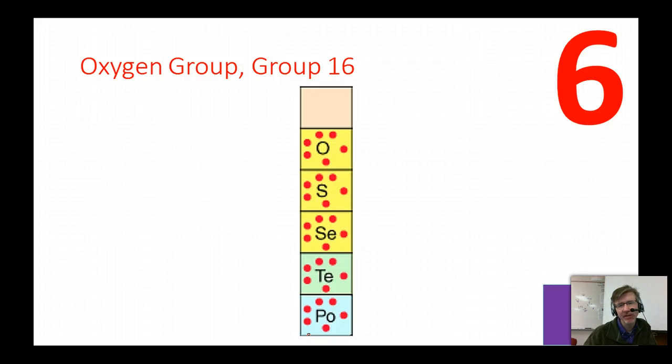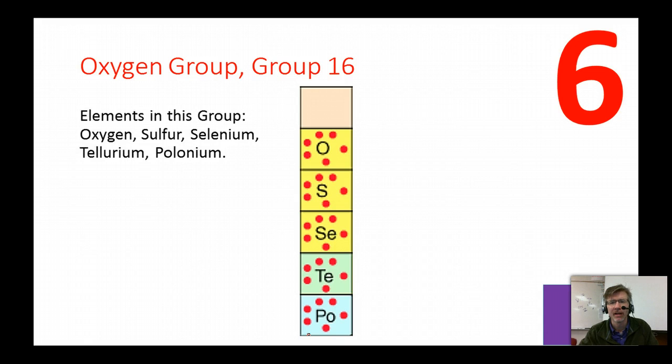Okay, that was the halogens. The oxygen group: we're moving from left to right on the periodic table. In group 16, the oxygen group, the elements are oxygen, sulfur, selenium, tellurium, and polonium. That's what we're talking about. Take a quick look. How many dots are on each of these? First of all, you should notice that there's the same number of dots on each one. The next thing you should notice is that there's 6.